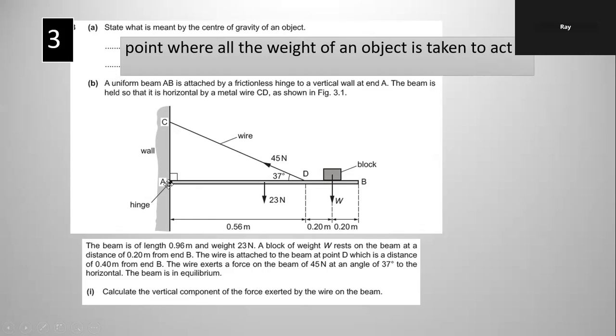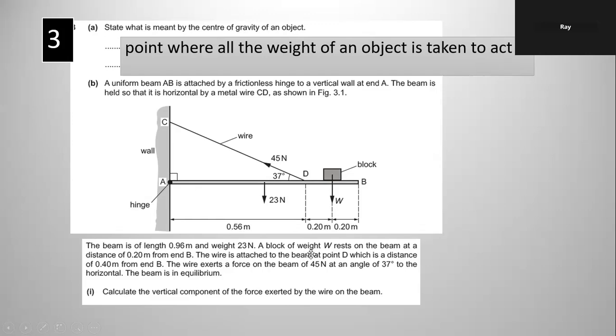Uniform beam AB. AB is uniform, attached to a frictionless hinge on a vertical wall at A. The beam is held horizontal by a metal wire CD. CD is a metal wire. The full length of the beam is 0.96 meter, weight 0.23 Newton. The block of weight W rests on the beam at a distance of 0.2 meter from the end. It's given.